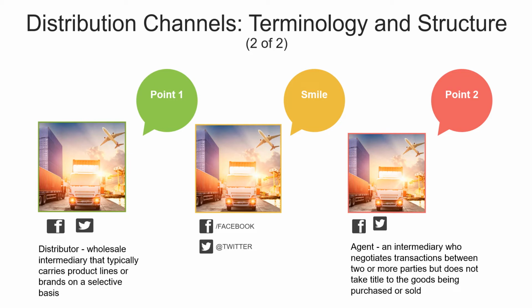Distribution channels, terminology and structure. Distributor refers to a wholesale intermediary that typically carries product lines or brands on a selective basis. Agents refer to an intermediary who negotiates transactions between two or more parties but does not take title to the goods being purchased or sold.